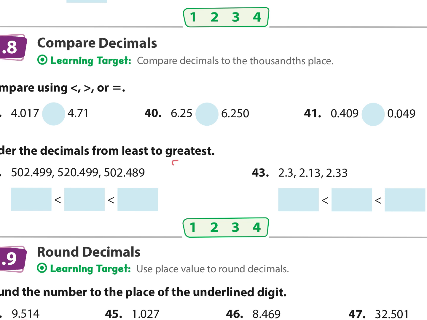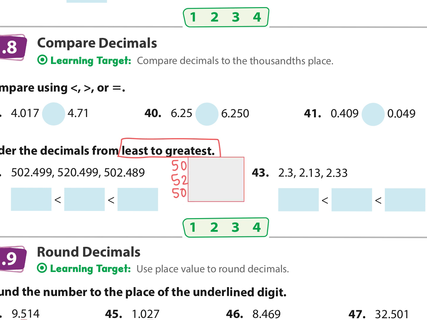So I'm going to do 502.499. Then 520.499, and then 502.489. Now, what's it say? Least to greatest. So smallest first. Okay. So you guys have your pencils that you can use. I'm going to draw this box again. And I'm going to go one digit at a time. So I'm going to start with my largest digit, which is the 5 in the hundreds place.